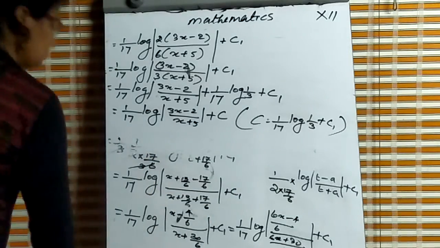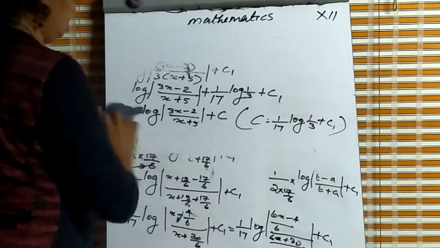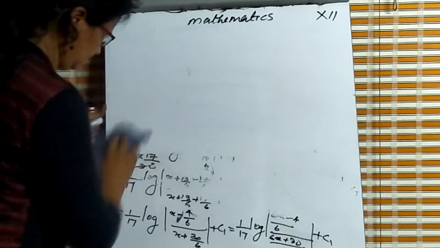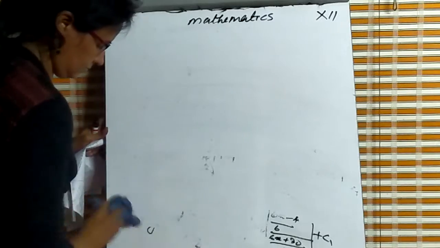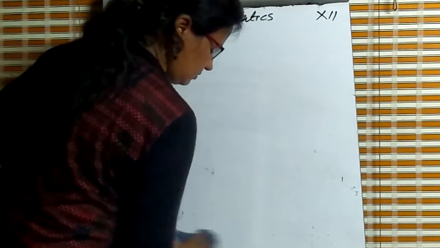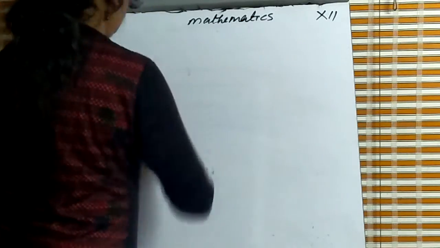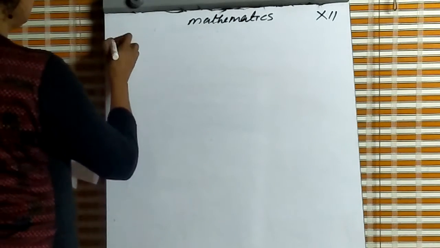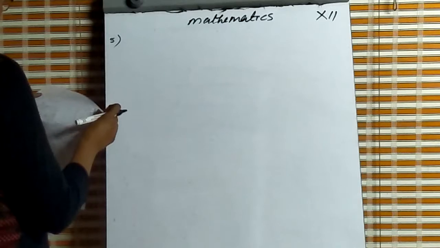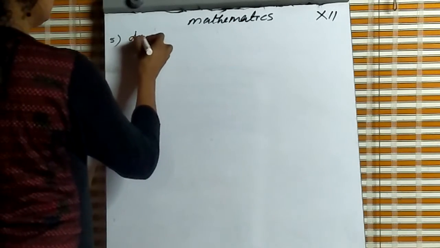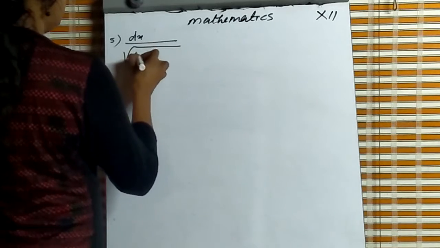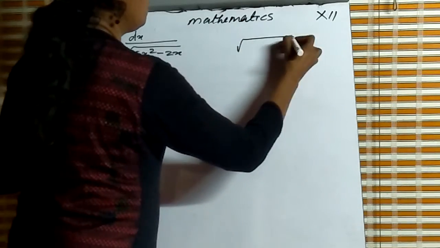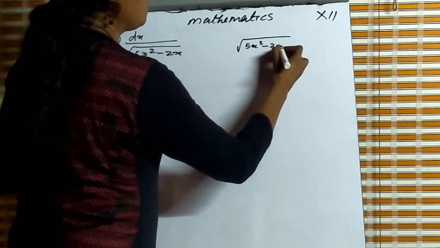Next question. Question number 5. Integral dx by square root of 5x square minus 2x. Here, square root of 5x square minus 2x.